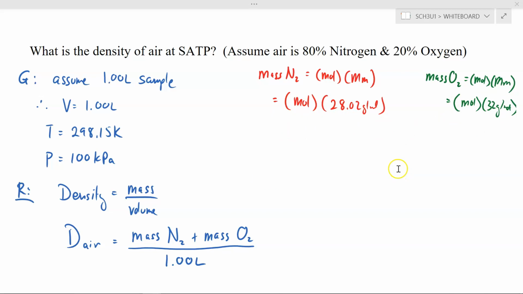What I like about this method is I'm starting from the end, and I'm working my way back to the beginning. By starting at the end, it always tells me what I need to look for next. So density, that's what I'm trying to calculate, is mass over volume. Well, I've got the volume, so that means I have to find mass. Mass equals mole times molar mass. I've got the molar mass of each, but I don't have the moles, so I need to look for the moles as my next step.